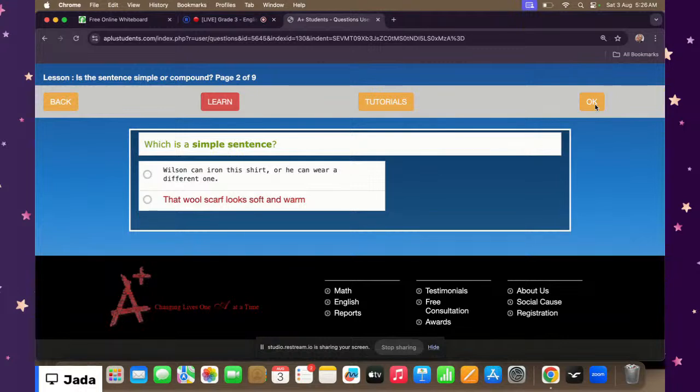Which is a simple sentence? A: Wilson and I can iron the shirts, or he can wear a different one. B: The wool scarf looks soft and warm. What is the simple sentence here? B. Okay.